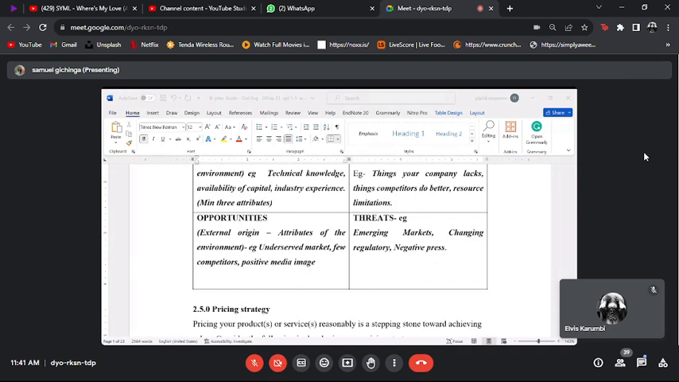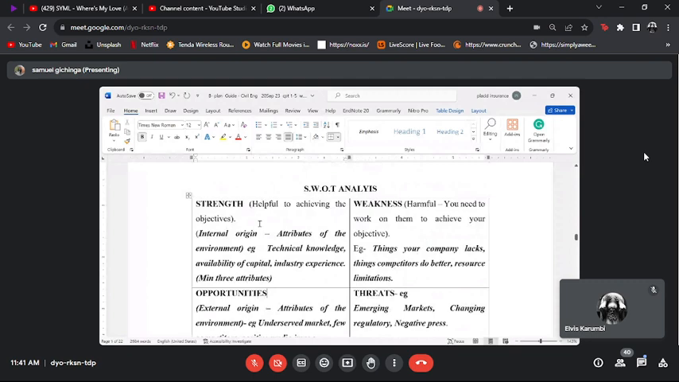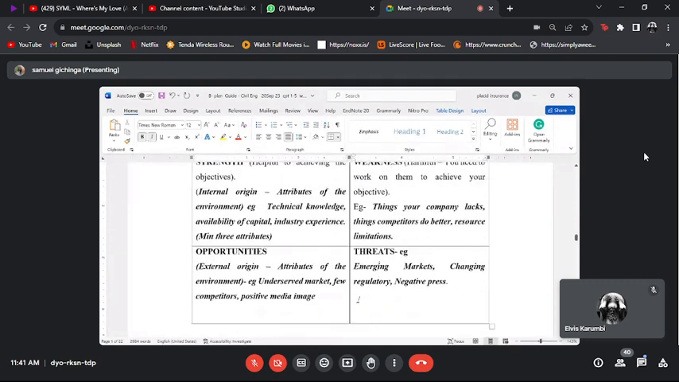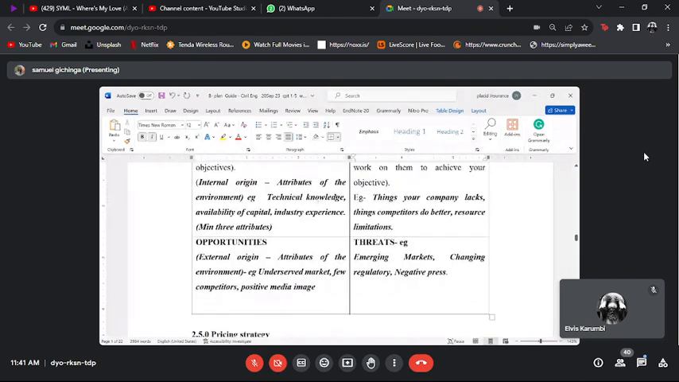I want us to think of something else around here. I expect you to do strengths, weaknesses, opportunities, and threats here. It's in form of a table.